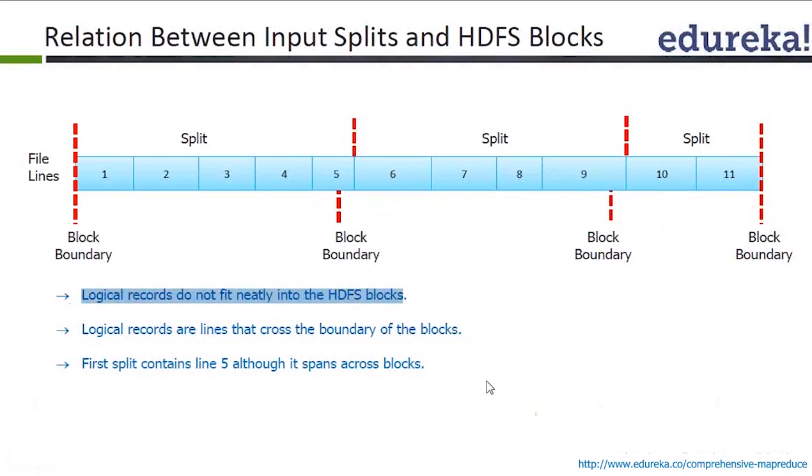Logical records do not neatly fit into HDFS blocks. Why? Because when did the HDFS blocks come into the picture? When I wrote a file. Logical records are the lines that cross the boundary of the blocks. The first split contains line 5 although it spans across the blocks. Now understood, guys?